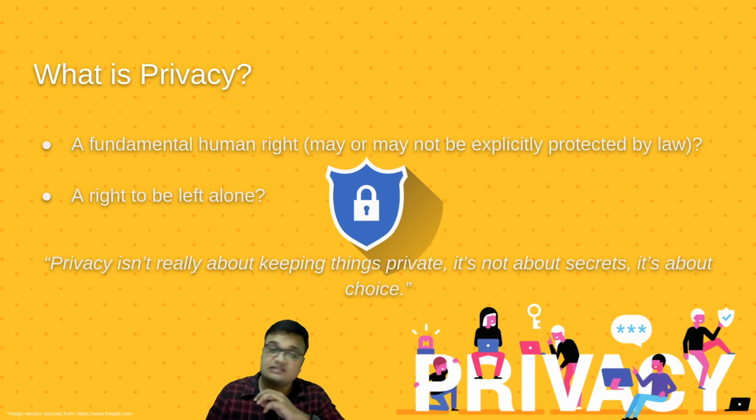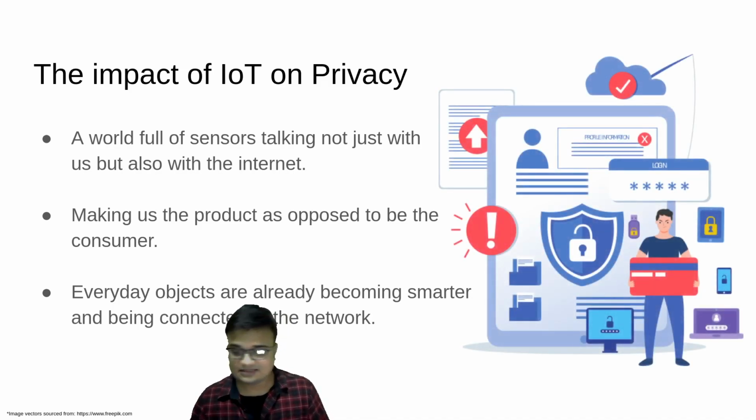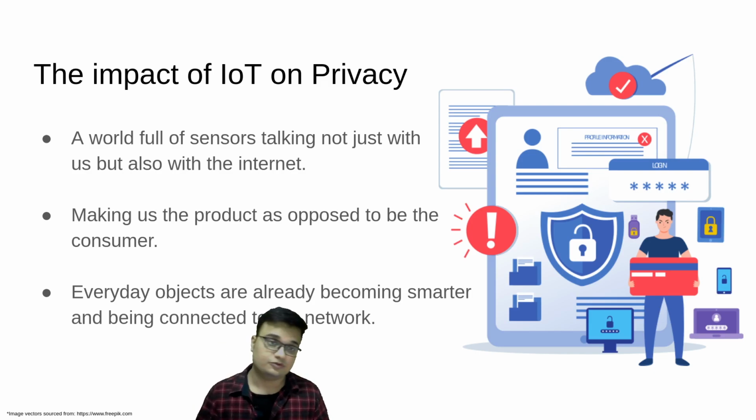Privacy isn't really about keeping things private. It's not about secrets, but it's about the choice. Privacy is the choice to have a say in what happens to the data that is collected about us by any collection mechanism. That might be a smart device, that might be any other way. Devices have a lot of data about us. But what happens to this data is something that we should have a control over, that we should have a say in. It should be by our consent and by our express consent that anything can be done with this data. That's privacy.